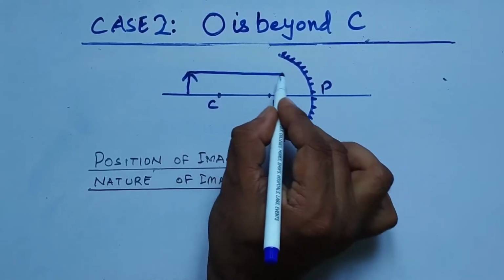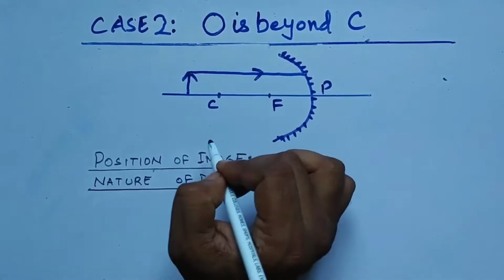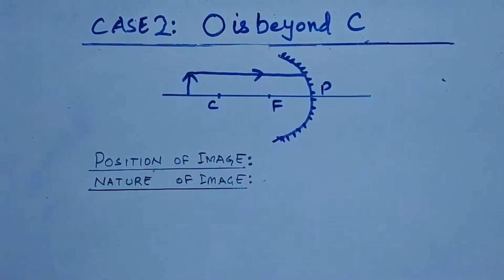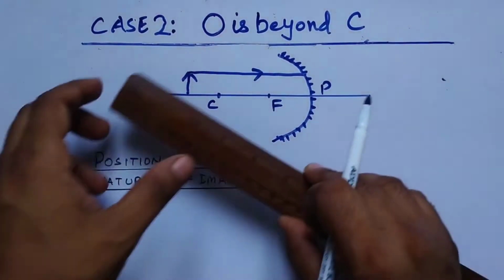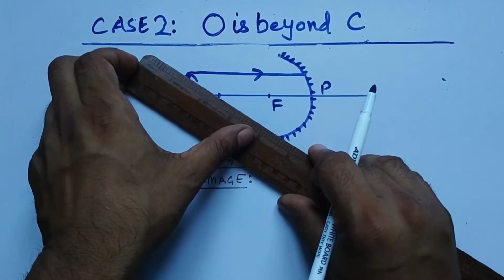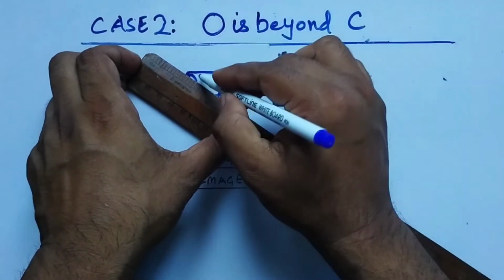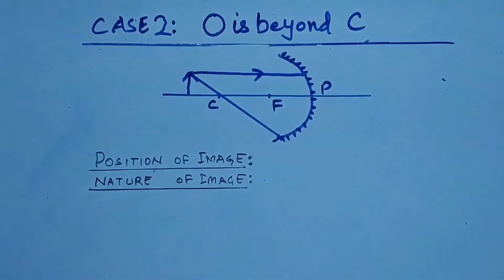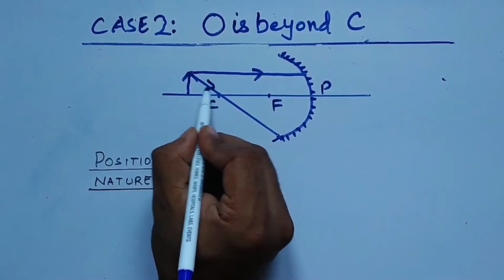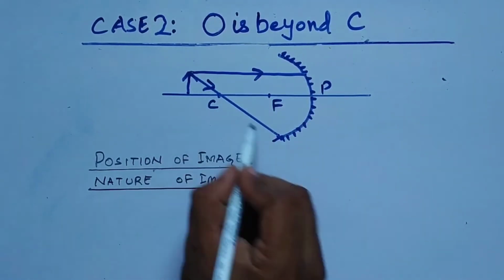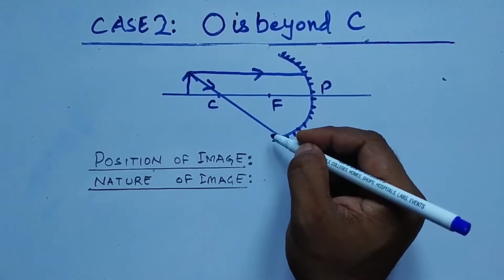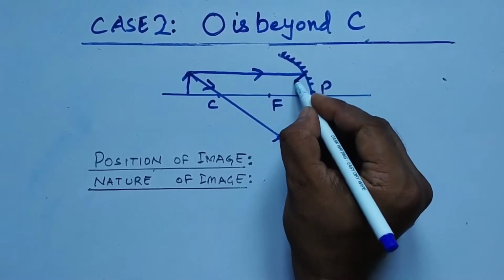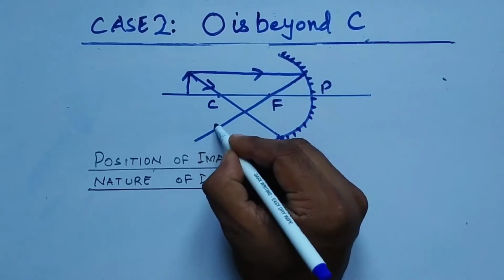Any two standard rays, we'll start from the tip. One ray will be taken parallel to the principal axis, and the other ray will be taken in such a way that it is passing through the center of curvature. So we have taken two standard rays. One is parallel to the principal axis, another is passing through the center of curvature. Now what will happen to this ray? This ray will pass through the focus, we all know.